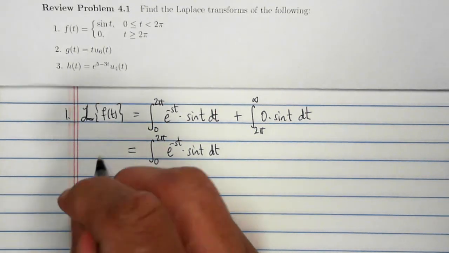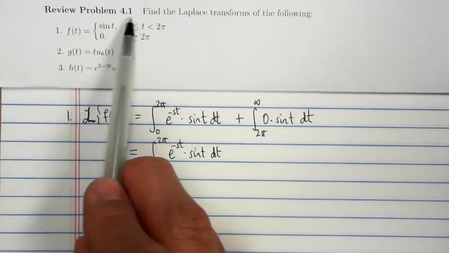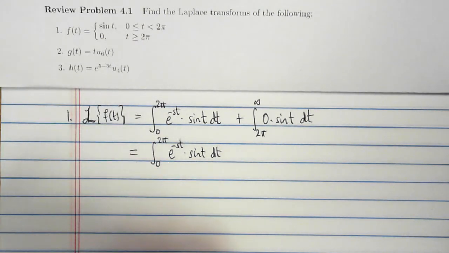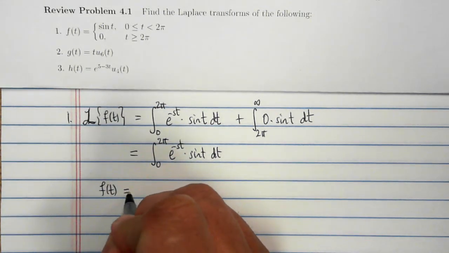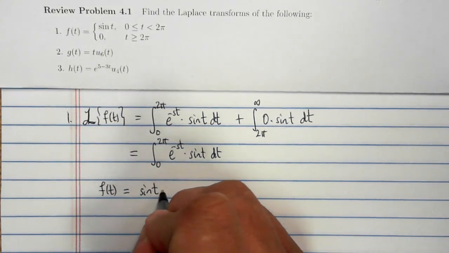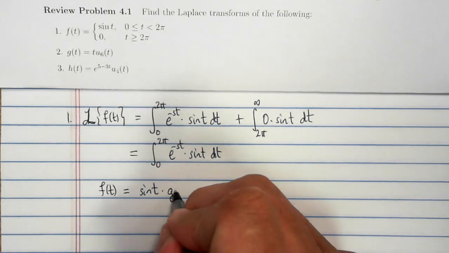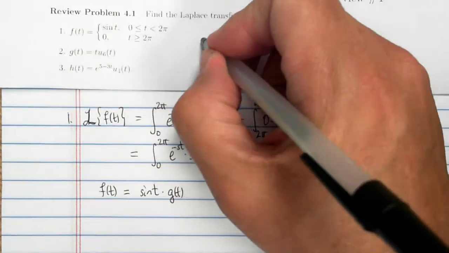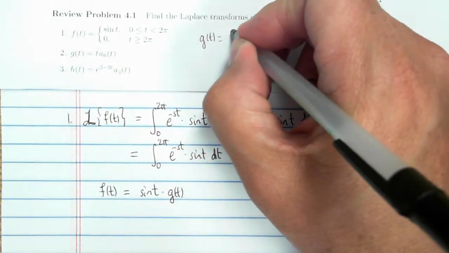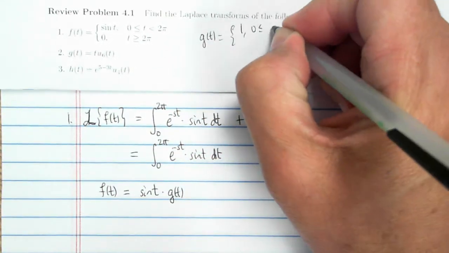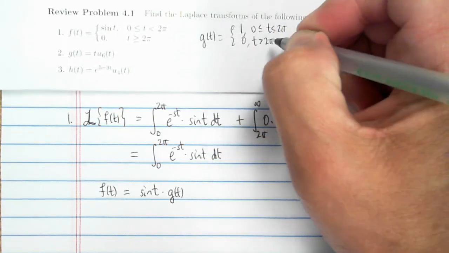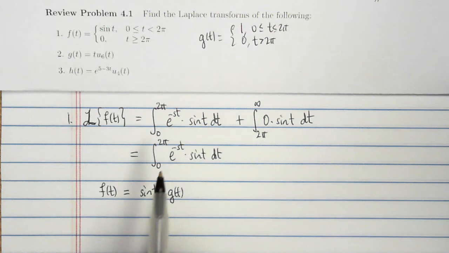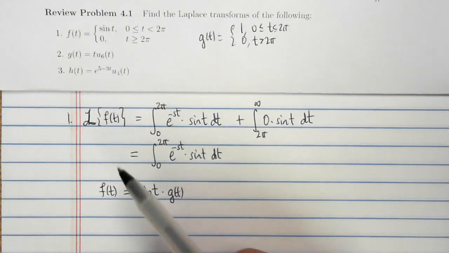Here's a second way of doing the problem, and that's by rewriting this function in terms of the unit step functions. So we see that f of t is equal to sine of t times, let's say, g of t, where g of t is equal to 1 if t is between 0 and 2 pi, and 0 if t is greater than 2 pi. So I can factor the sine t out, and then I have a 0, 1 function.